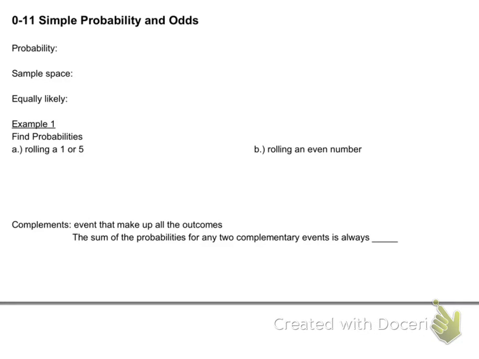Algebra 1 here. We've got simple probability and odds. So we're going to talk about probability of things and odds of things.